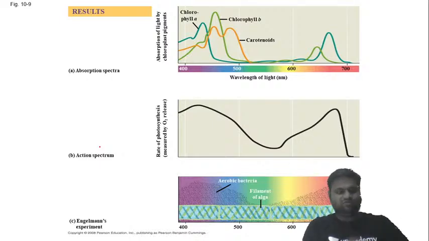ये अब्जॉर्प्शन स्पेक्ट्रा का ये ग्राफ है जहाँ पे अब्जॉर्प्शन ऑफ लाइट क्लोरोप्लास्ट के पिगमेंट्स के द्वारा हो रही है. And this one is the wavelength of light. This one is chlorophyll A. This one is chlorophyll B, and these are the carotenoids.